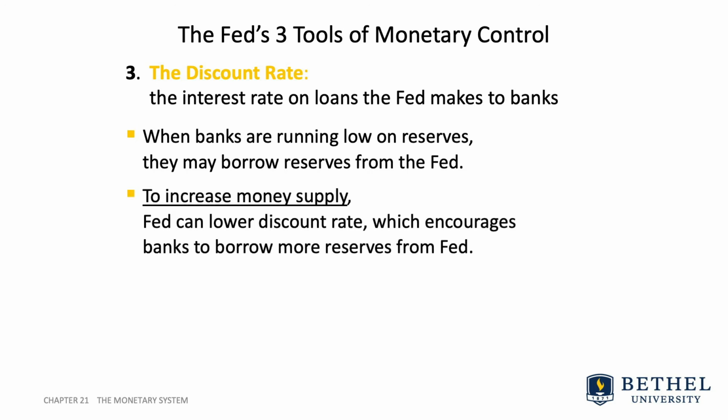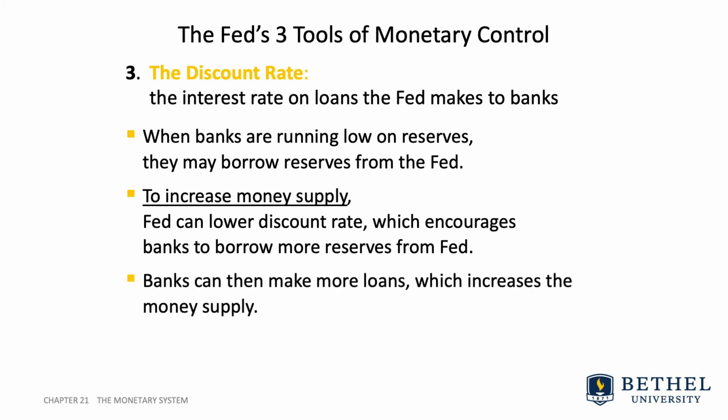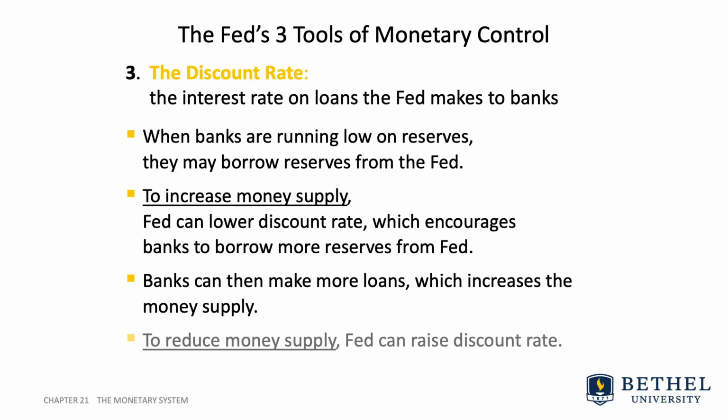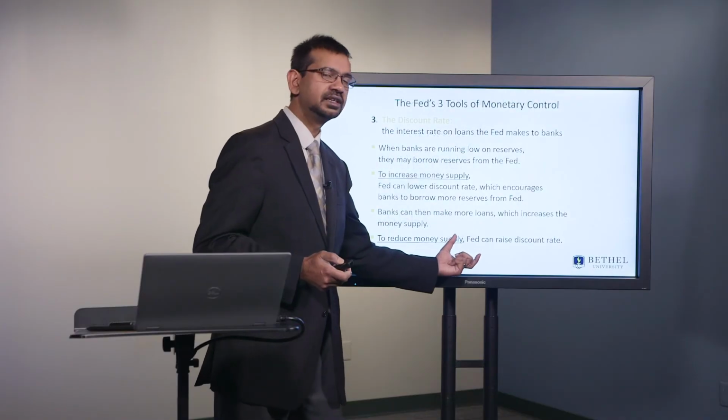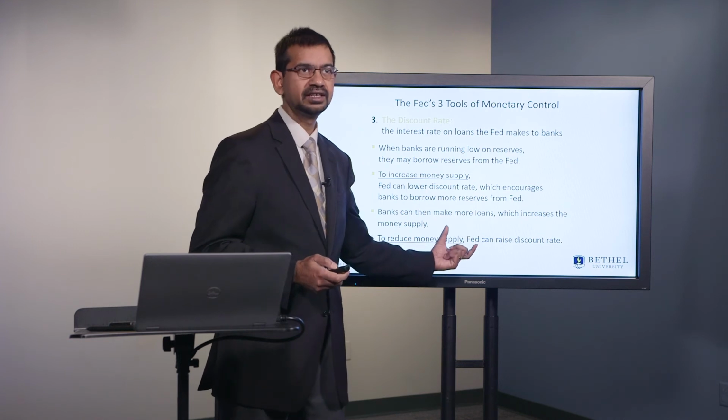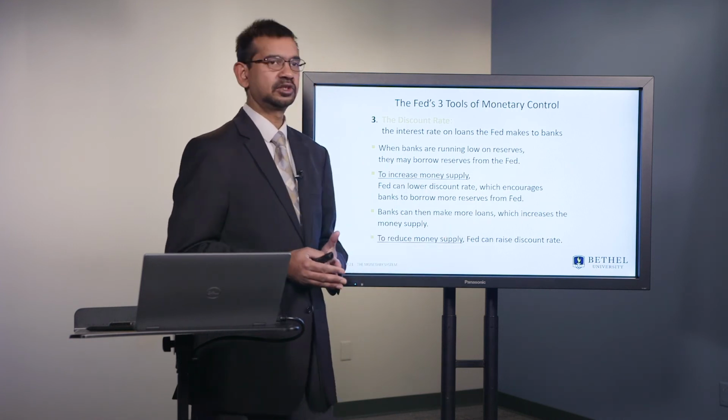To increase the money supply, the Fed may lower the discount rate. This will encourage banks to borrow more money from the Fed, and they'll then have more reserves to give out as loans. On the other hand, to reduce the money supply, the Fed can increase the interest rate that it charges these banks. This will discourage banks from borrowing from the Fed, and the banks then have less money to loan out.